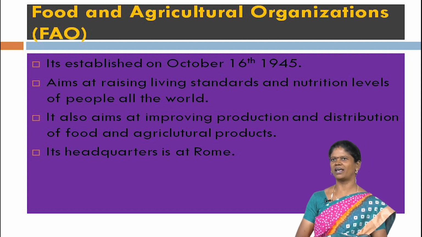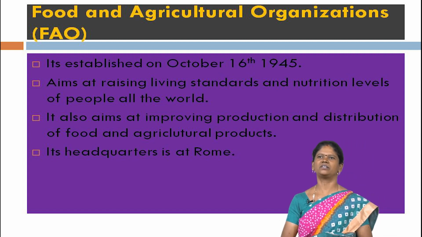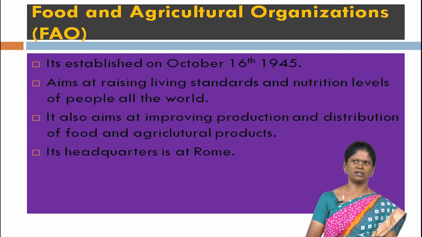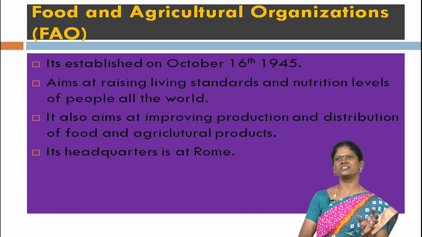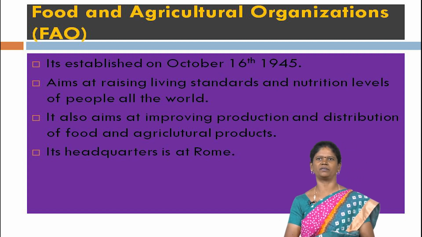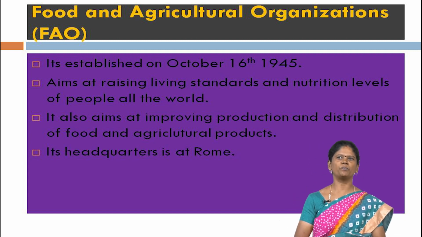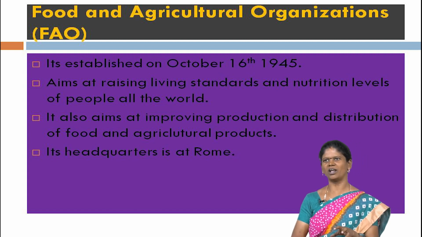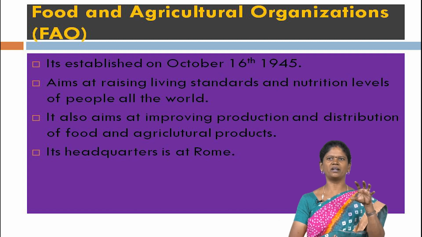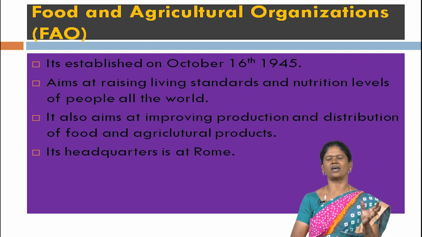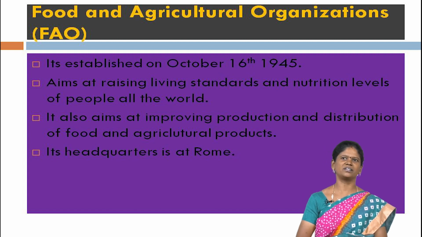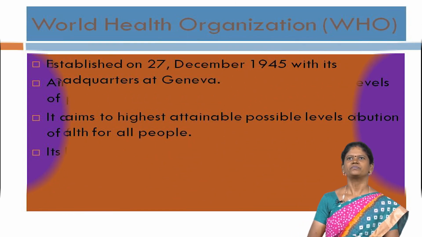And another specialized agency, the Food and Agricultural Organization, FAO. It was established on October 16, 1945. It aims at raising living standards and nutrition levels of people all over the world. It also aims at improving production and distribution of food and agricultural products. Its headquarters is at Rome.